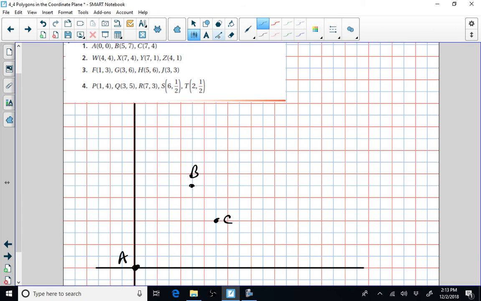We connect those points with straight lines using a ruler, and we have a triangle for the first set of ordered pairs. Second set of ordered pairs we'll do in red.